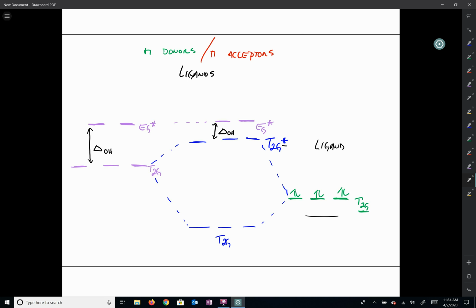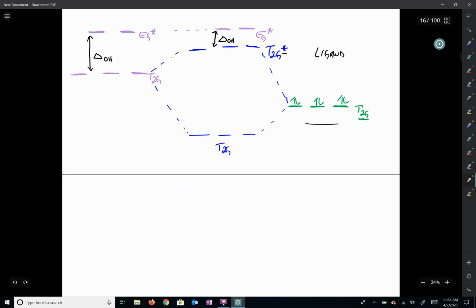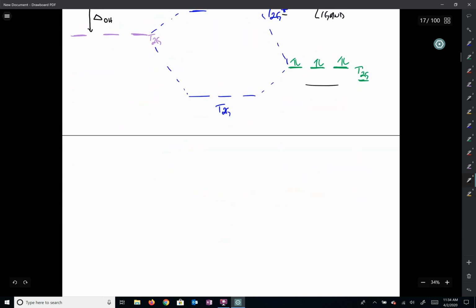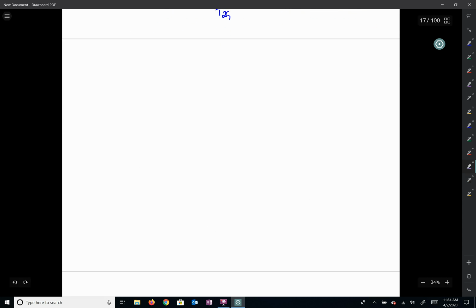All right, so let's go to the other end here, right? We'll set up the similar, let's see, I'm using red. We'll set up the same kind of scenario here. All right, there's our EG set on our metal. Here's our starting T2G set from our sigma only, right? So with a pi donor, right, we've got a T2G set down here also that's filled, okay? But it's lower in energy, so that can't really interact with the metal orbitals.